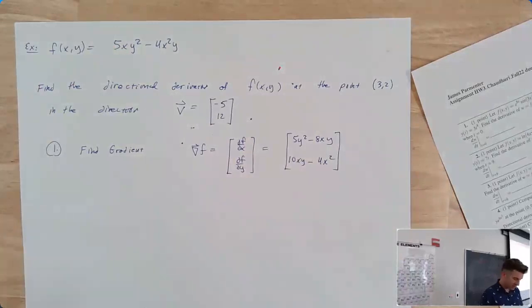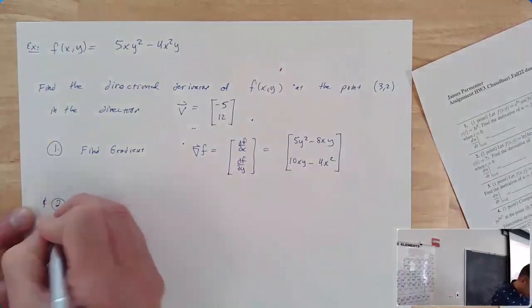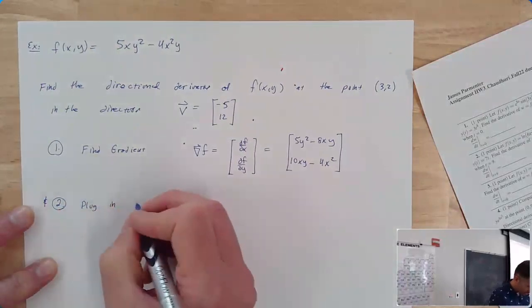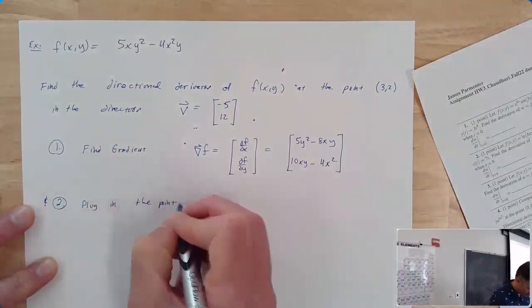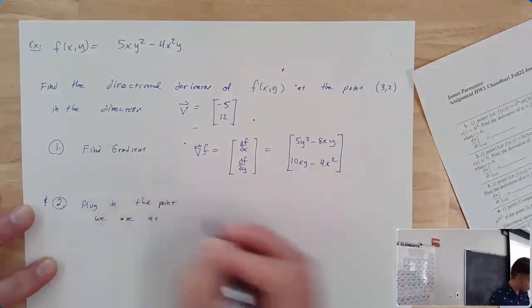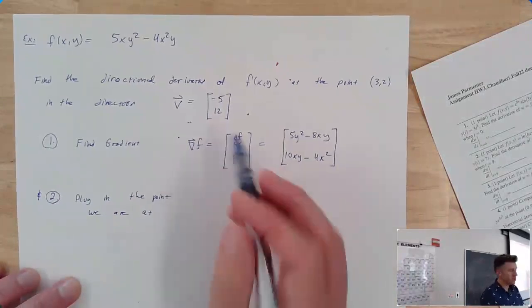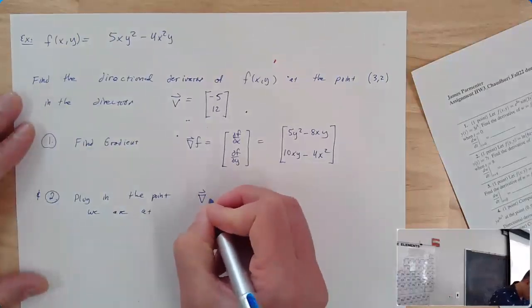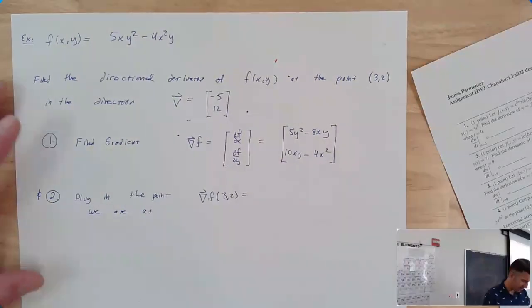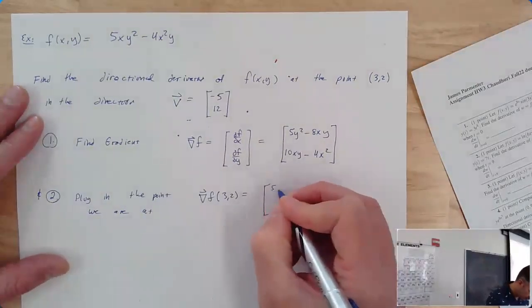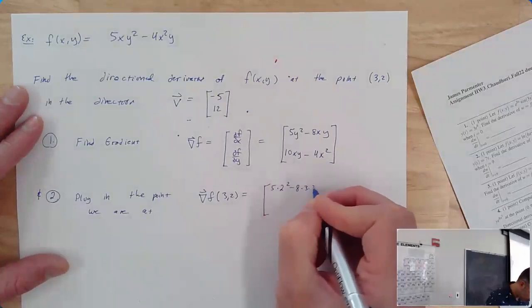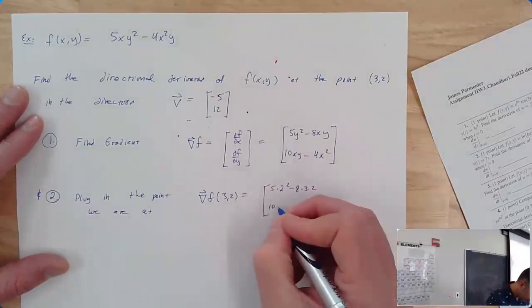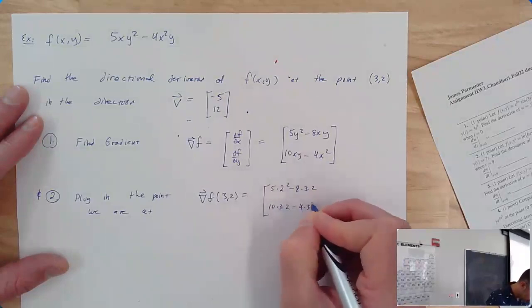And along with that is step 2. Step 2, plug in your point. Plug in the point we are at. In this case, we're going to plug in the point 3, 2. So there's your gradient in general. It's like how the gradient is the derivative anywhere, and the gradient at that specific point is the slope of the tangent line at your particular point. So the gradient evaluated at 3, 2, I'm just plugging in 3 for x and 2 for y. So I'm going to get 5 times 2 squared minus 8 times 3 times 2. And then in the second coordinate, 10 times 3 times 2 minus 4 times 3 squared.